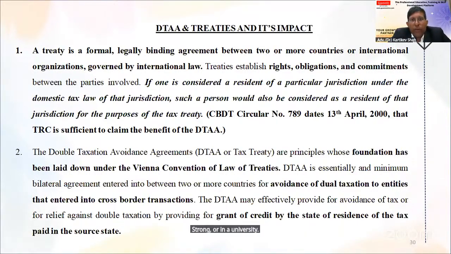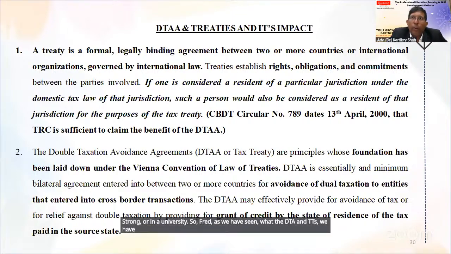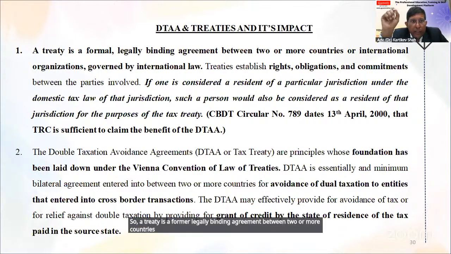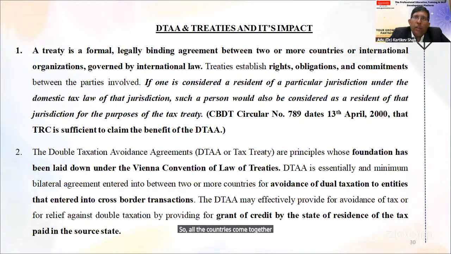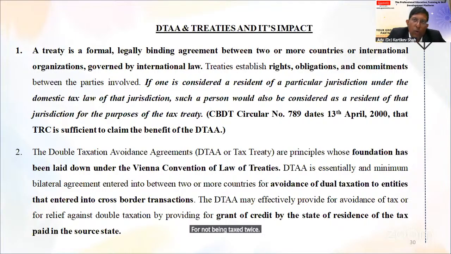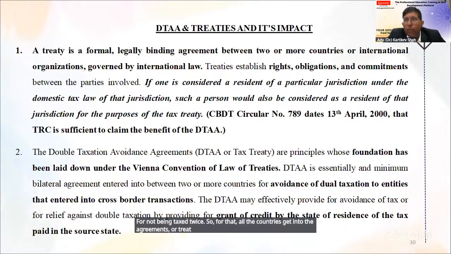So, friends, we have heard a lot about DTAA and treaties. But why, and what is this? A treaty is a formal, legally binding agreement between two or more countries or international organizations, governed by international law. All the countries come together to give taxpayers of the world the special benefit of not being taxed twice. For that, countries enter into agreements or treaties to avoid double taxation of their taxpayers.